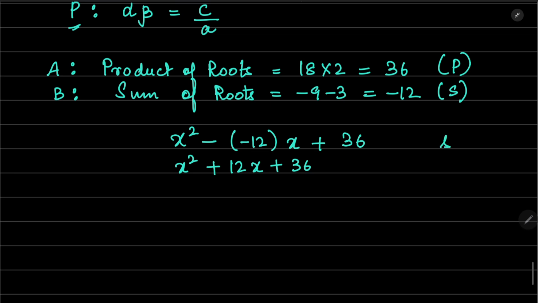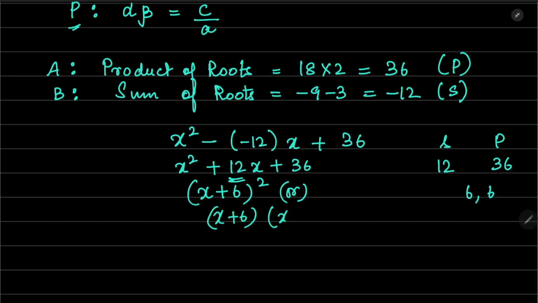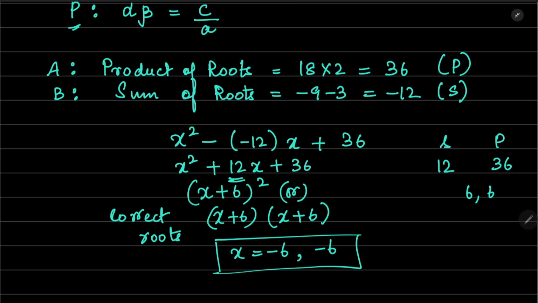Here again, when you do the middle term splitting, your sum is supposed to be 12 and your product is 36. So 6 and 6 is the correct answer: 6 plus 6 is 12, and 6 multiplied by 6 is 36. So you'll get x plus 6 the whole square, or you can write x plus 6 multiplied by x plus 6. Equate it to 0 and get the value of x. So x equals -6, comma -6. Your correct roots will be minus 6 and minus 6.